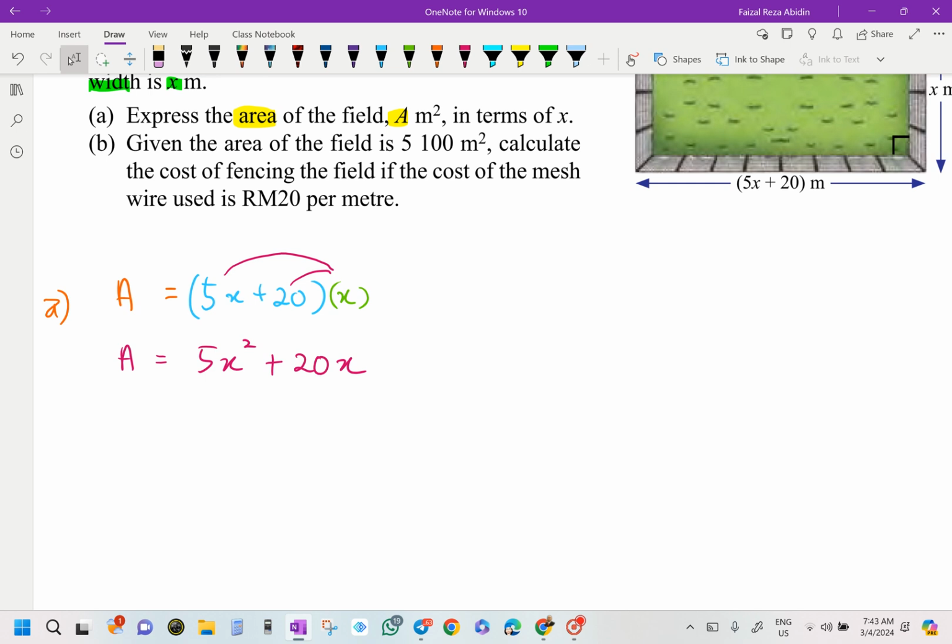Now part B. The area given here is 5,100. Calculate the cost of fencing the field, if the cost of the mesh is 20 ringgit per meter.